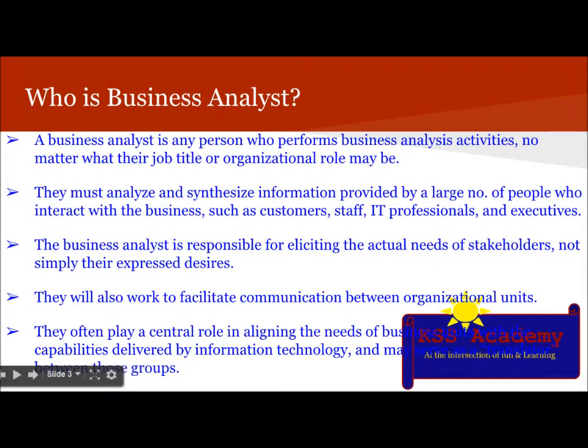Who is a business analyst? A business analyst is any person who performs business analysis activities, no matter what their job title or organization role may be. So it's not necessary that a person who is doing business analysis has the title of business analyst. It can be a systems analyst, a person involved in project management, or anyone who is doing the kind of task which involves business analysis can be a business analyst.